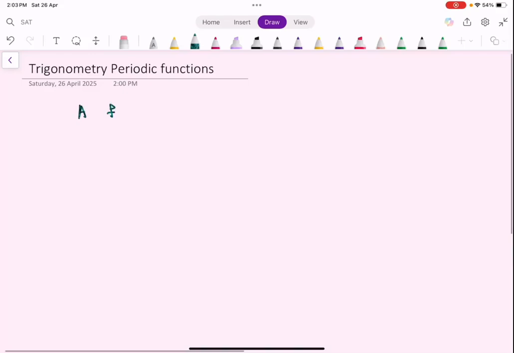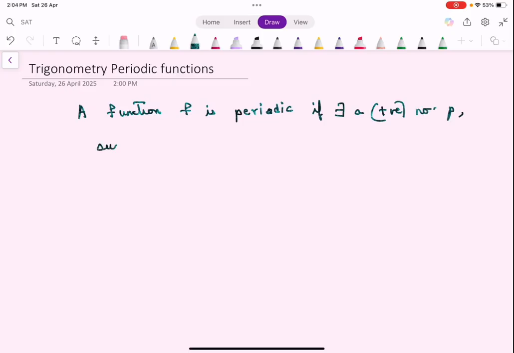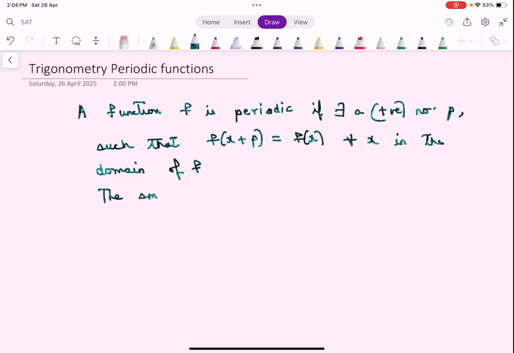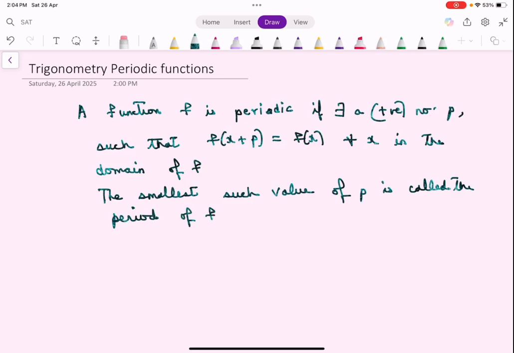A function f is periodic if there exists a positive number p such that f of x plus p equals f of x for all x in the domain of f, and the smallest such value of p is called the period of f. So the smallest value of p is called the period of f.